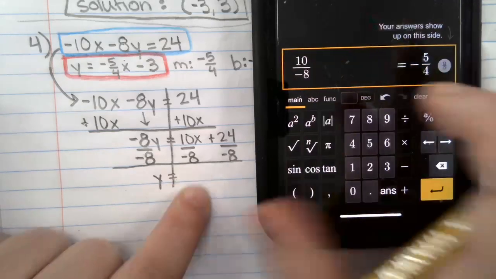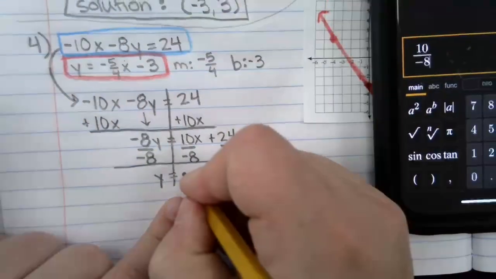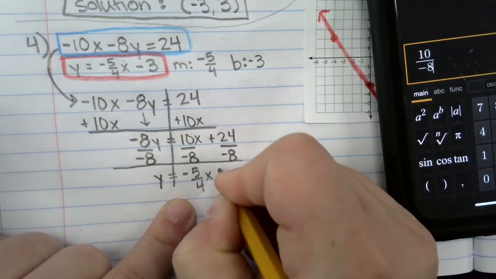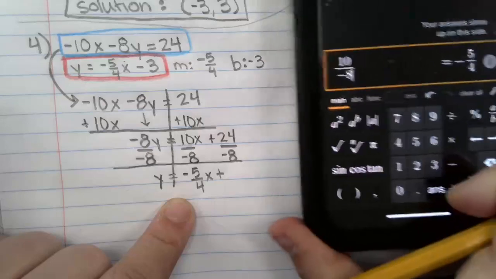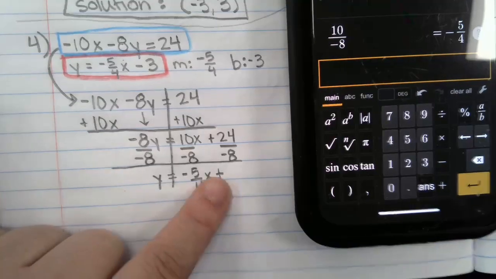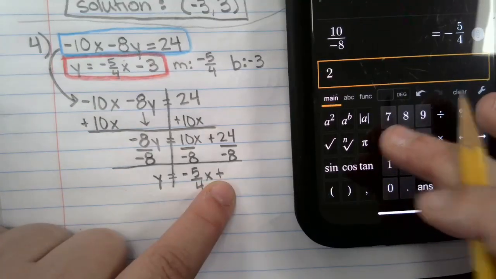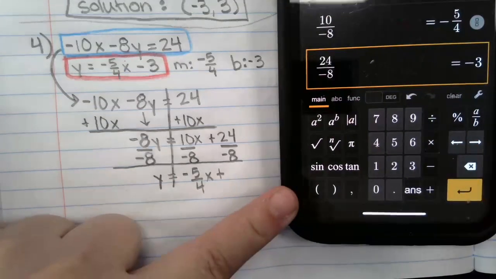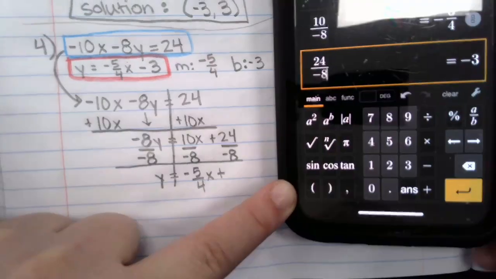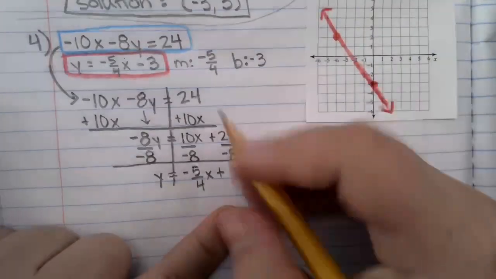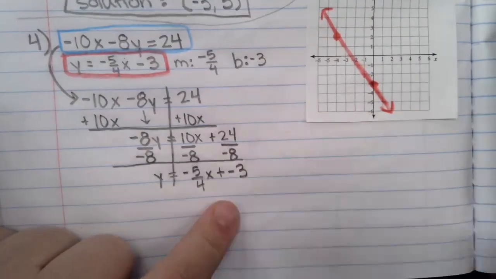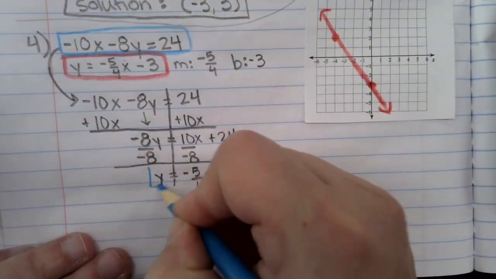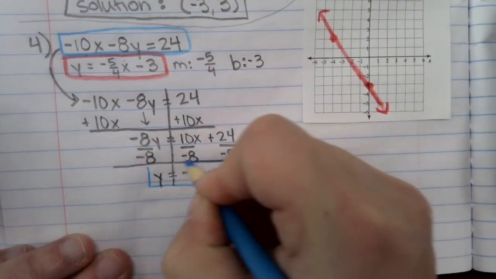We don't like that negative on the bottom, so it just goes to the side. -5 over 4 x plus. 3. It's okay to use Desmos. 24 divided by -8, -3. All right, so this is the same as that blue line that we started with. We just switched it around, so now it's easier to graph.